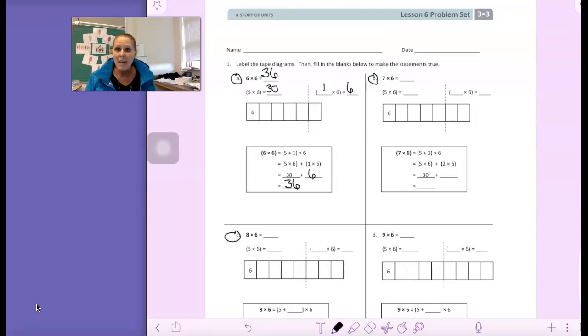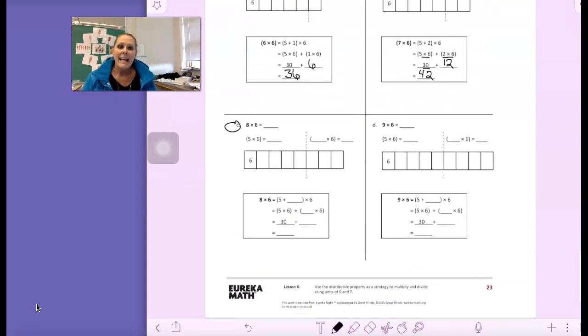Letter B is 7 times 6. Let's do the distributive property. Let's break it apart first. We'll do our 5 fact, which is 5 times 6 equals 30. And we can think of 6 as our unit, our label. We take 5 out of the 7 and we end up with 2 sixes left. 2 times 6 is 12. So down here we did 5 times 6 is 30. 2 times 6 is 12. And now it's really simple to add 30 plus 12 more is 42. And 7 times 6 is 42.